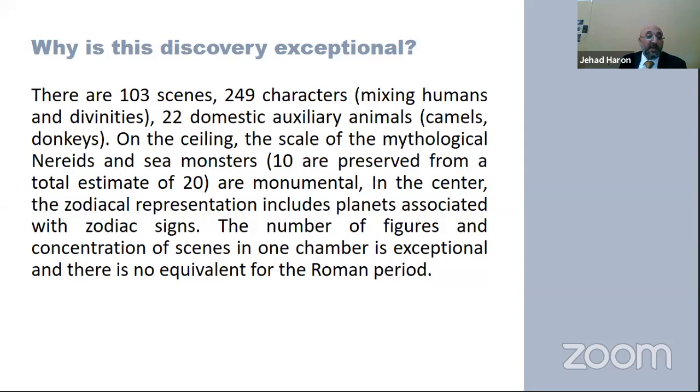In the center, the Zodiac representation includes planets associated with the Zodiac signs. The number of figures and concentration of the scenes in one chamber is exceptional, and there is no equivalent for the Roman period. This is what the experts say. We, as an experts team, believe this until today.